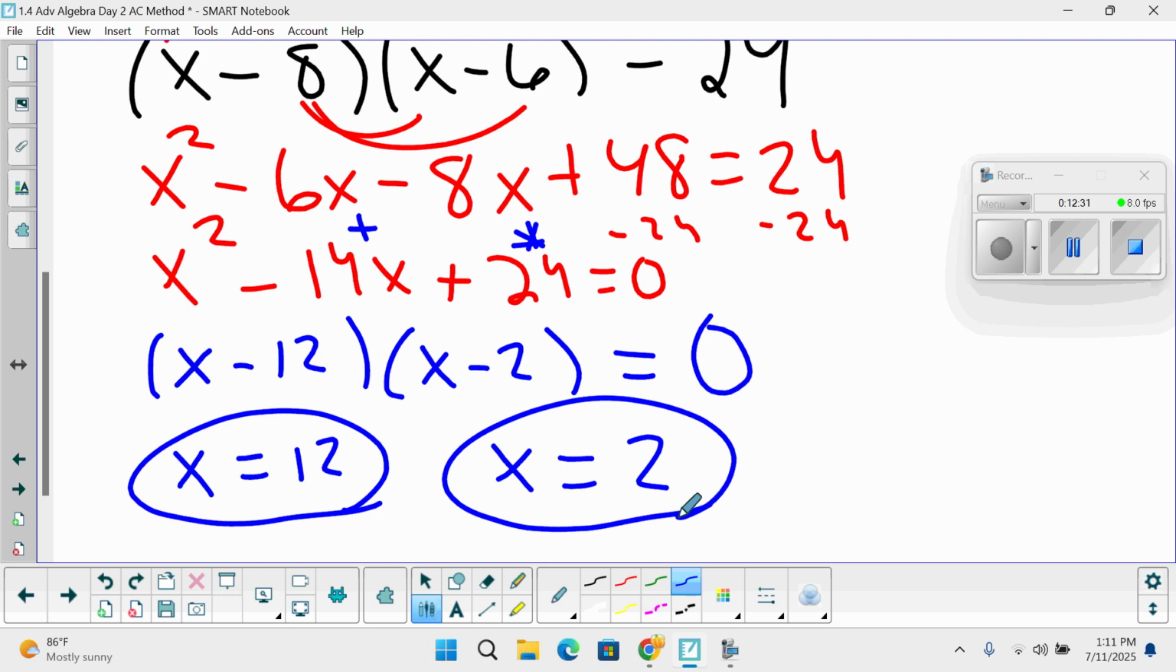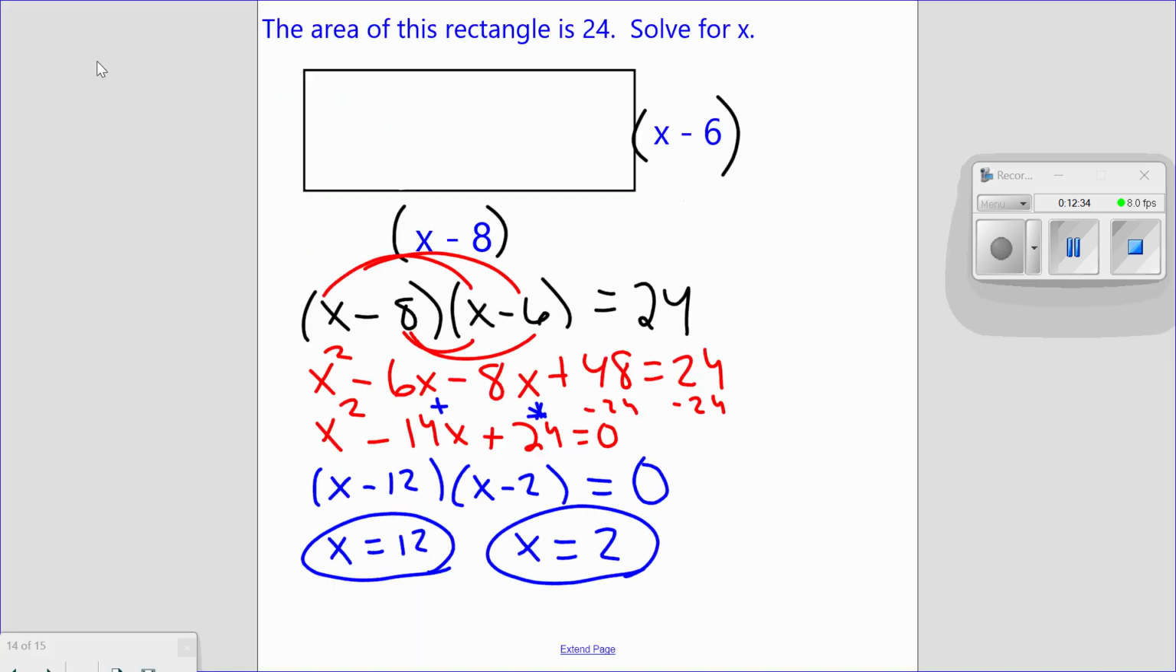Now we need to go back and think about this. Let me view full screen here. These are dimensions of a real life object. Dimensions have to be positive because you cannot have a negative width. So like sticking a 12 right here would give this dimension 4 units. And sticking a 12 here would give this dimension 6 units. And 4 times 6 would give me that 24 area. Now the trouble is, if I would try putting a 2 in for x or a 2 in for x, I would get negative dimensions, negative lengths, and negative widths. And that can't happen. So this is not an answer we would want to include. 12 is the only solution that would work.